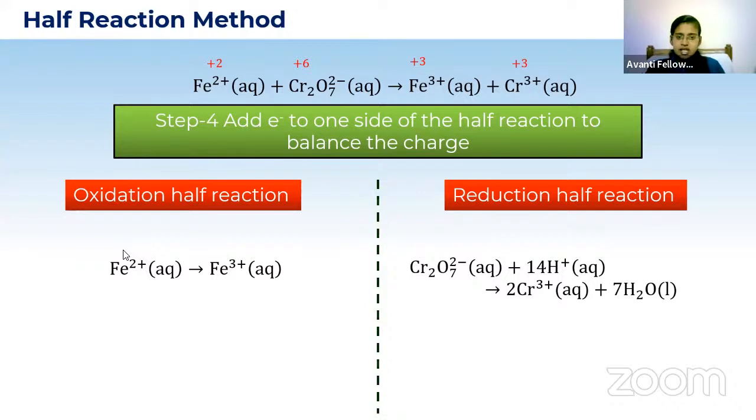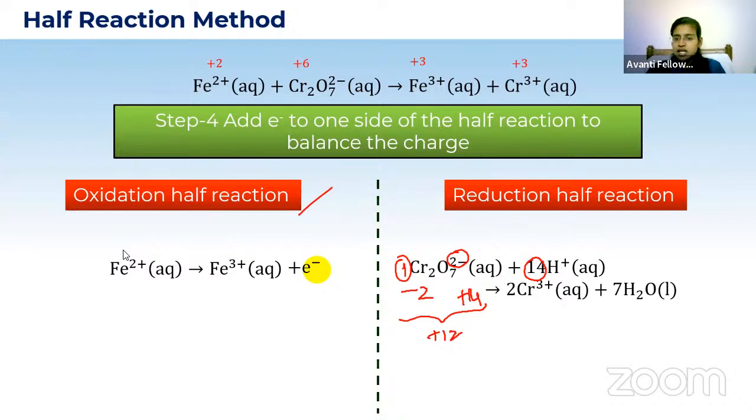So here, in the case of the oxidation half reaction, Fe is moving from +2 to +3 with the removal of one electron. In the reduction half reaction, if I calculate the charges on the reactant side, here I have 1 into -2, so it is -2, and 14 into H plus 1, which is +14. So the total is +12 in the reactant side.